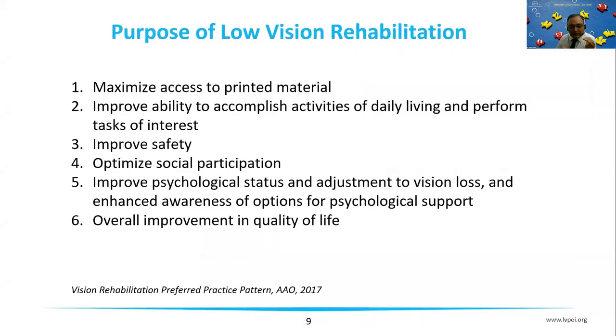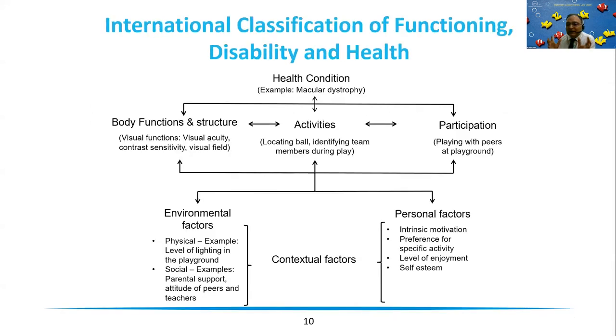So this is the list of objectives or the purpose of low vision rehabilitation that have been listed in the Vision Rehabilitation Preferred Practice Pattern by the American Academy of Ophthalmology. If you look at their article, you'll find that what you are focusing on is maximizing access to printed material, improving the ability to accomplish day-to-day functional tasks, improving their safety, optimizing social participation, addressing the impact on psychological status and overall quality of life. And how do we achieve that? To understand that, what is important is to look at the ICF framework.